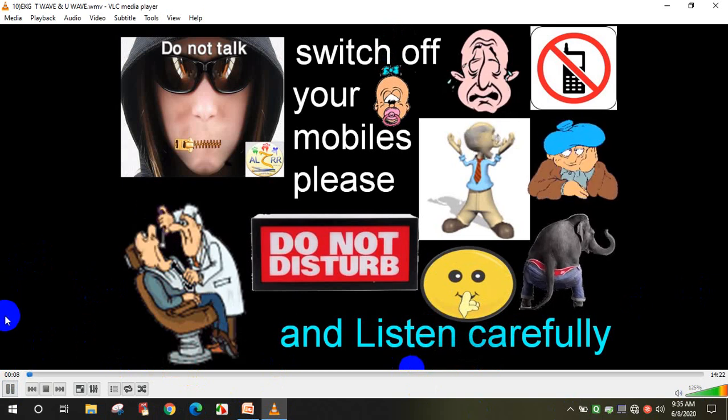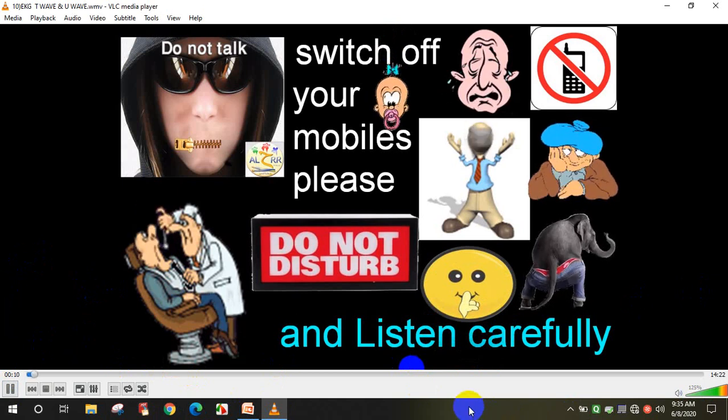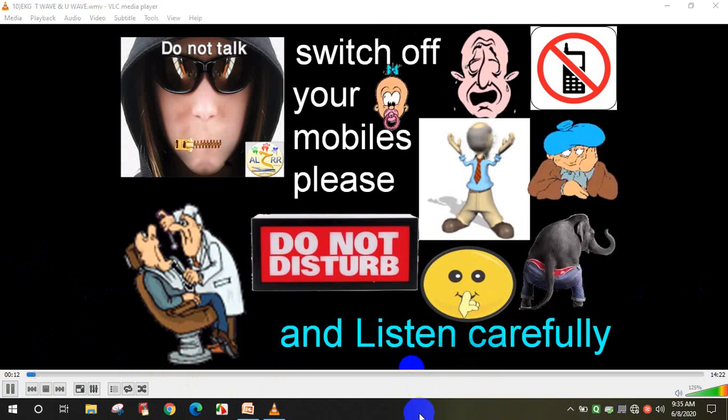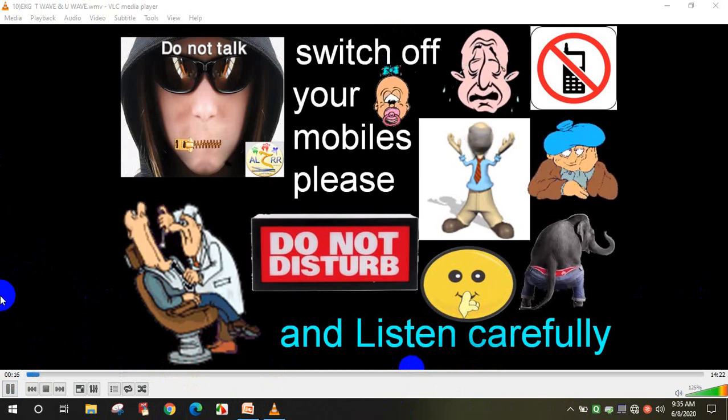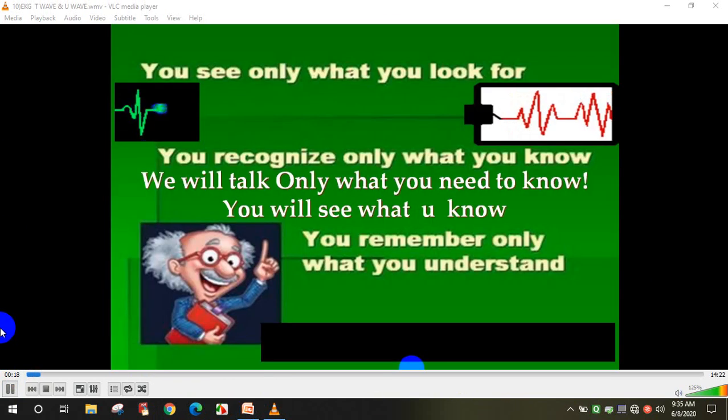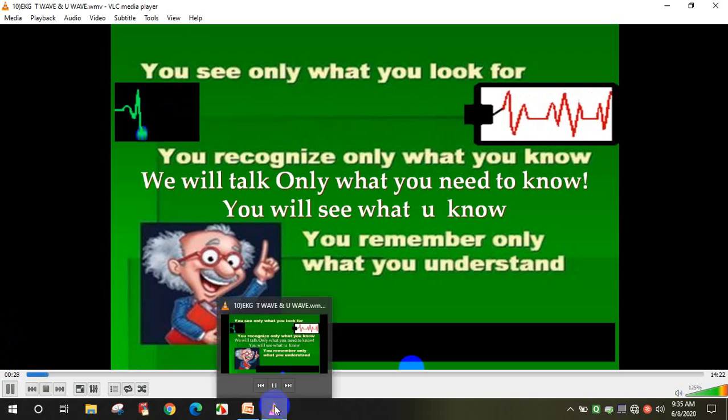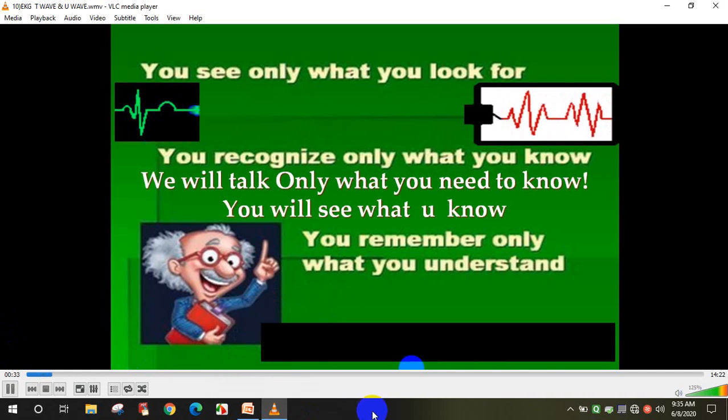Janak Patel. Today we'll be talking about how you interpret the T wave, followed by interpretation of the U wave. T wave interpretation is very important to rule out ischemic and non-ischemic heart disease. So do pay attention. Again, repeating: you see only what you look for. You will recognize only what you know, and you will remember what you understand.